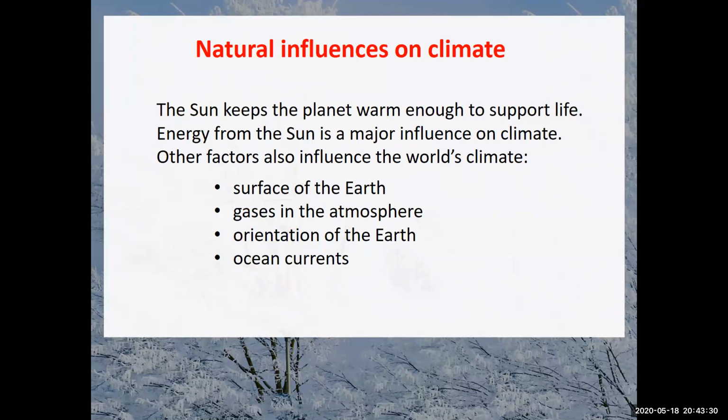But looking at the world's climate, the actual surface of the Earth, whether you're looking at a reflective surface like the ice caps, or a darker surface like a forested area, has an influence on climate. Gases in the atmosphere, we're going to focus a lot on in this particular lesson. The orientation of the Earth causes seasons. You learned that in Year 7, and we're going to just brush up on it again. And then finally, we're going to be looking at the influence of ocean currents.